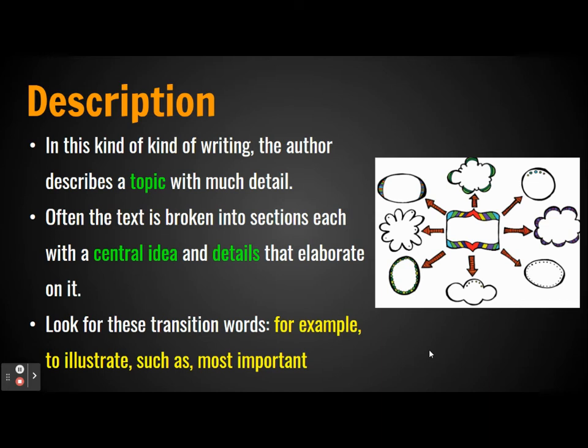These are 3 terms we've been practicing now for several weeks. And then I want you to look for these transition words. I know they're yellow, but they should be green. I want you to write these in your notes. So if you see, for example, to illustrate, such as, and most important, those are all key transition words for description text structure. Pause the video, make sure you have all this in your notes, and then we're going to take a look at the tiny text.